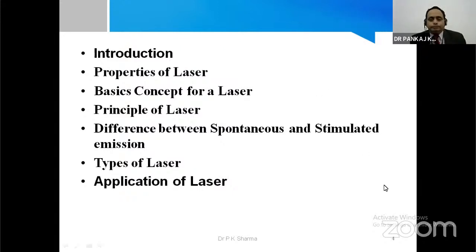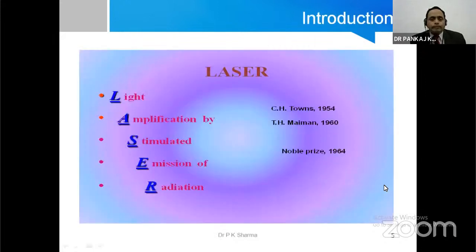If you see, laser stands for light amplification by stimulated emission of radiation. Light amplification by stimulated emission of radiation has various concepts of physics. Suppose: what is the light, what do we understand by amplification, and what is stimulated emission and radiation. Light is nothing but it comes in the form of radiation, in groups of photons.